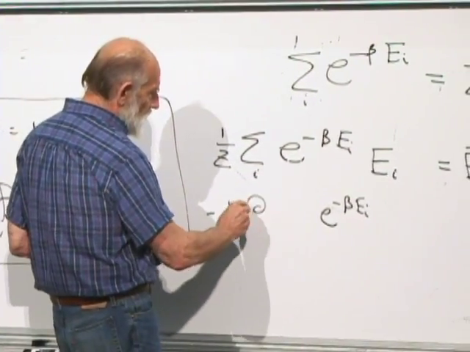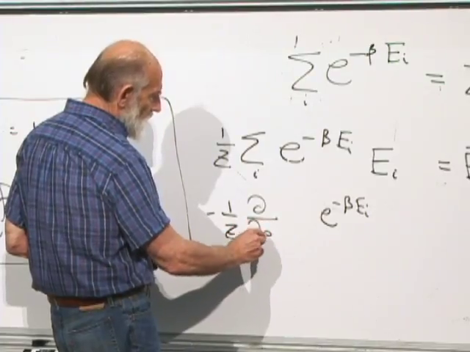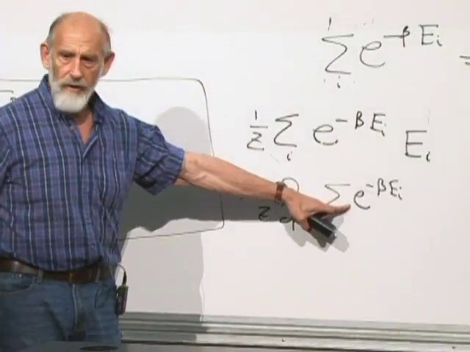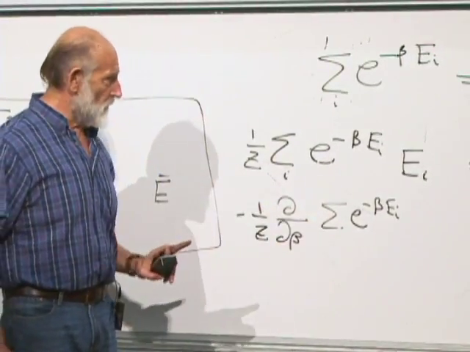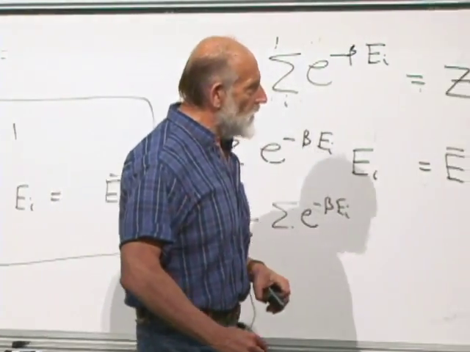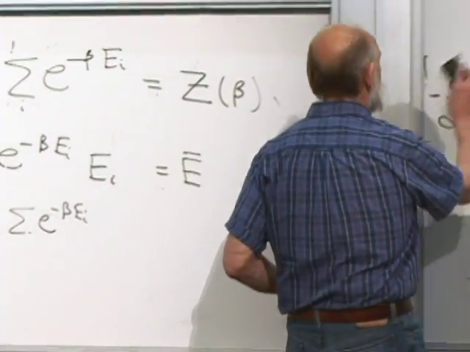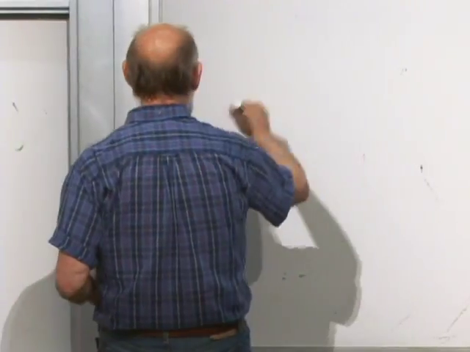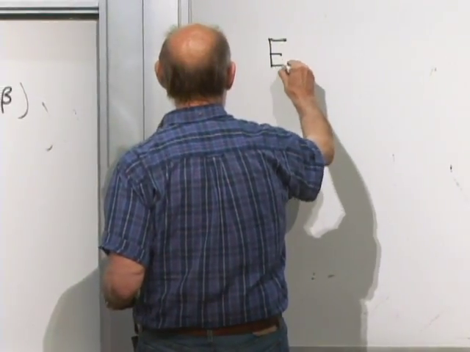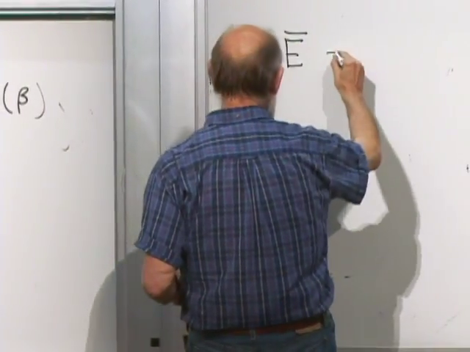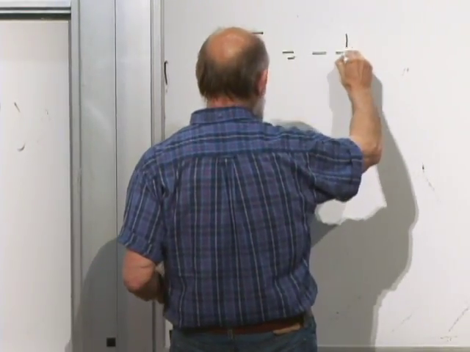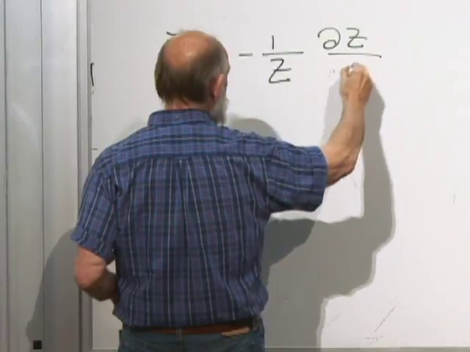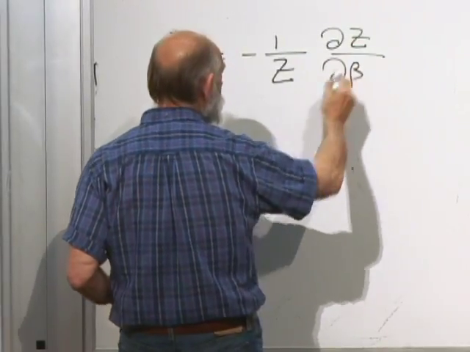It becomes d by d beta of the sum. And what is this? This is the partition function. So we have a lovely formula now, that the average energy is equal to minus 1 upon z, derivative of z with respect to beta.